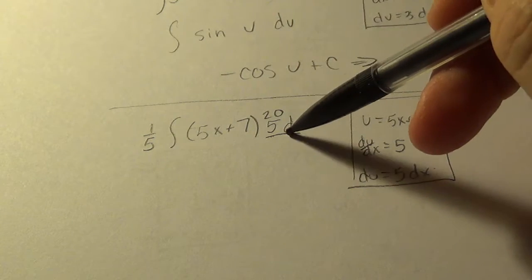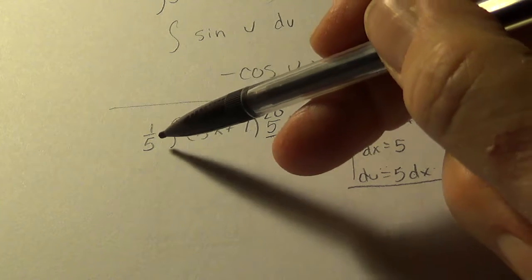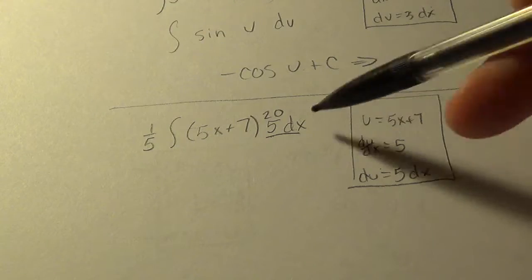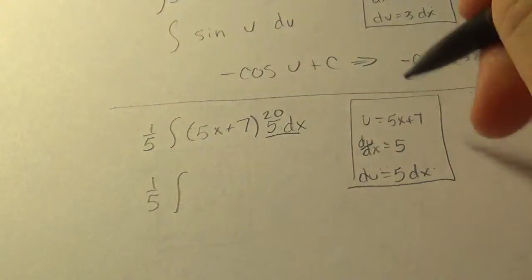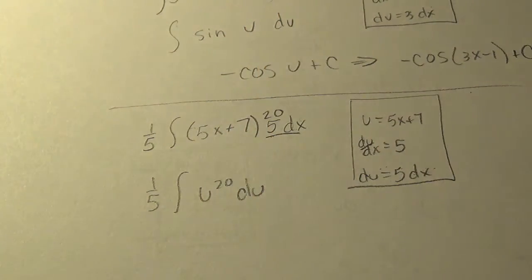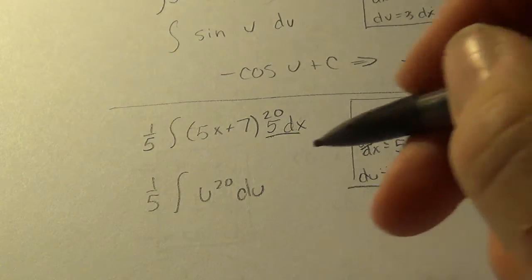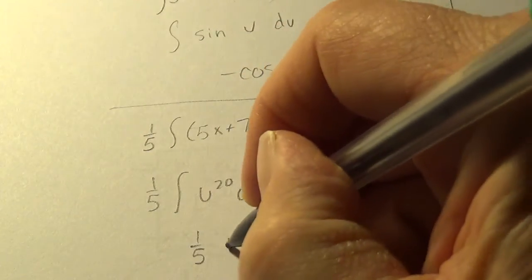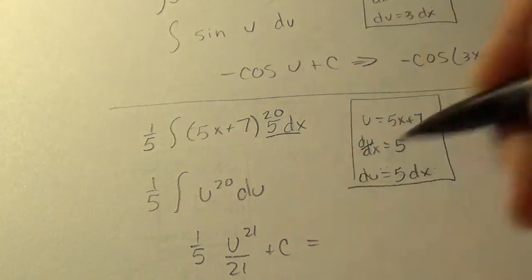1/5 times 5 is 1. So I have made no change at all. So this adjusts for putting in that 5. So now 1/5 times the integral of u to the 20th du. Now it's a perfect fit. But that 1/5 will come along and be in our answer. 1/5 times u to the 21st over 21 plus c.